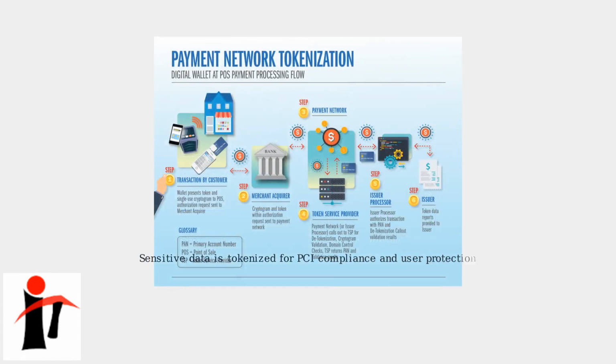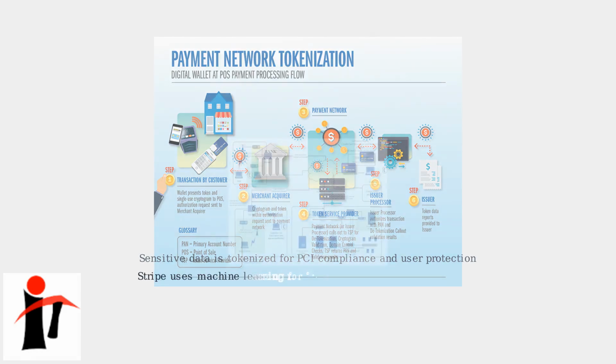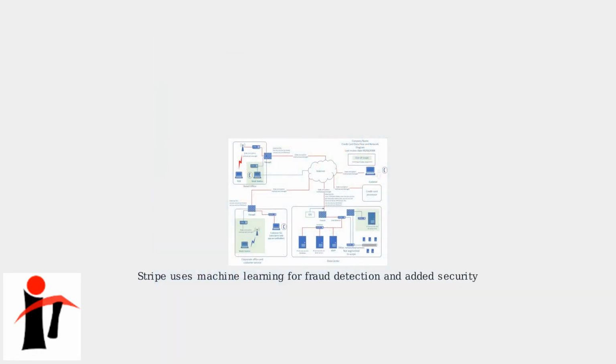Sensitive payment information is tokenized, meaning it's converted into a unique string that can be used for processing without exposing the actual card details. This ensures compliance with PCI DSS standards and protects your users' data from breaches. Stripe handles fraud detection using machine learning algorithms that analyze transaction patterns in real time. This automatically flags suspicious activity and prevents unauthorized charges, providing an additional layer of security for your payment forms.